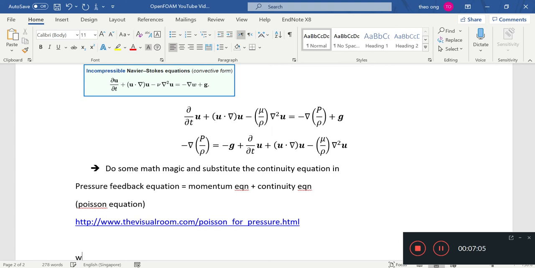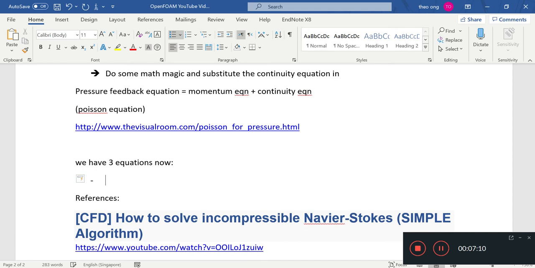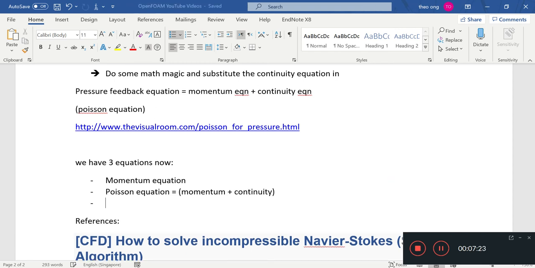We have three equations now. One is the momentum equation, one is the Poisson equation, and this is the momentum plus continuity. So this will help us give the pressure feedback we need. So I'm just going to put pressure over here, and the last one is just called the continuity equation.